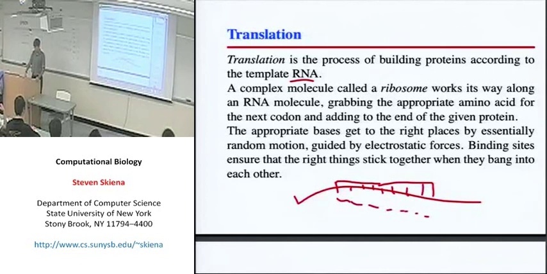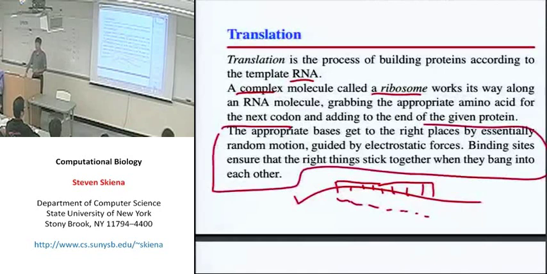There's a very complicated molecule called a ribosome that basically walks along the RNA sequence, grabbing an appropriate amino acid for the next codon and adding it to the chain of the given protein. And like I say, these things are basically still done by random molecular motion and electrostatic charge forces and things like that.